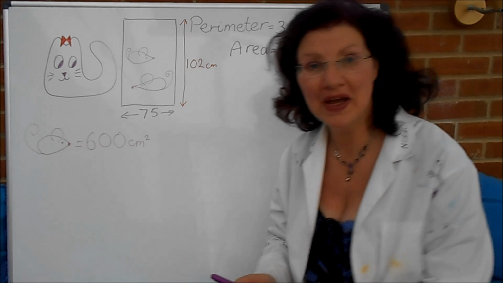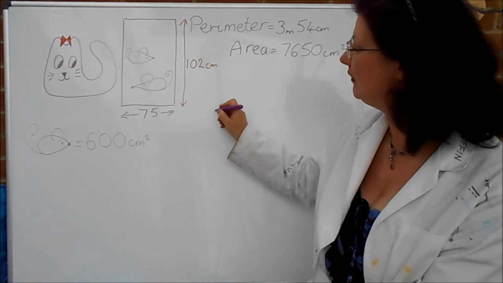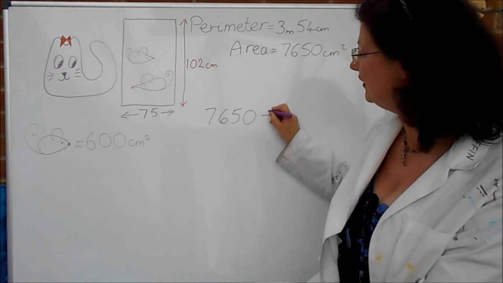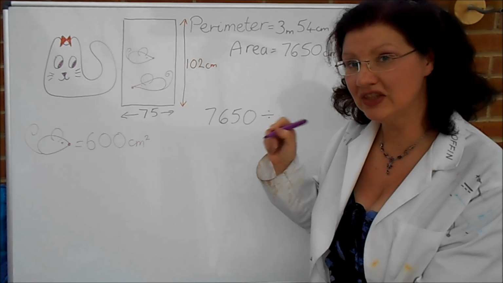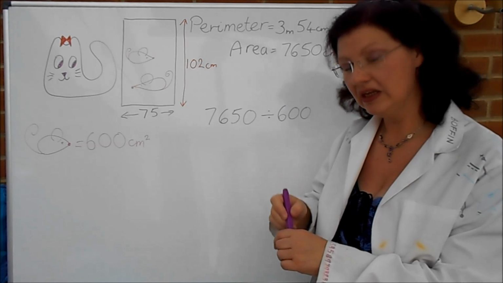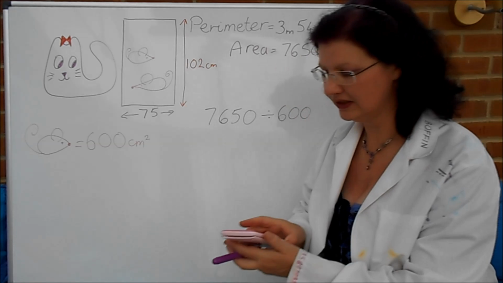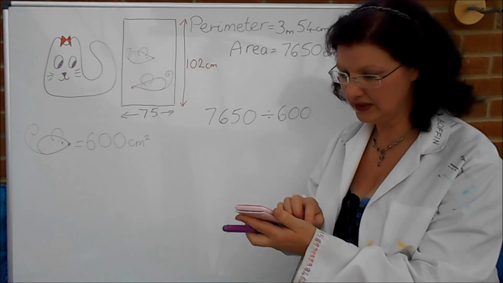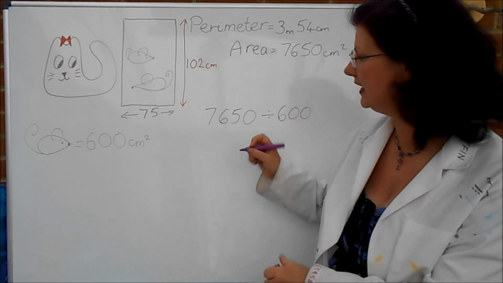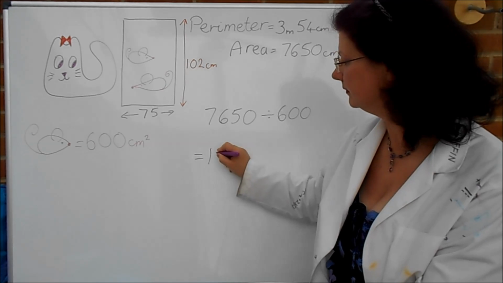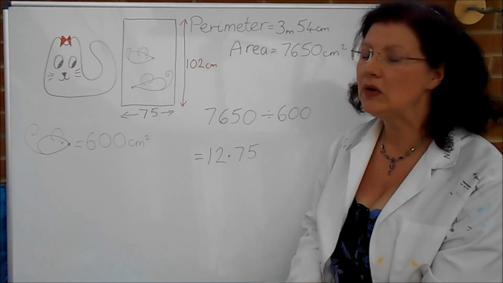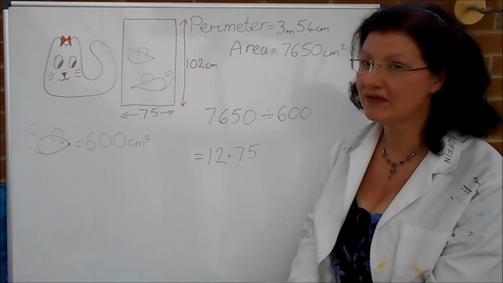To find the number of mice we're allowed, we're going to do the area of the enclosure, 7,650, divided by the amount of space that each mouse requires, divided by 600. And again, we'll do that one on the calculator. 7,650 divided by 600 gives us an answer of 12.75.